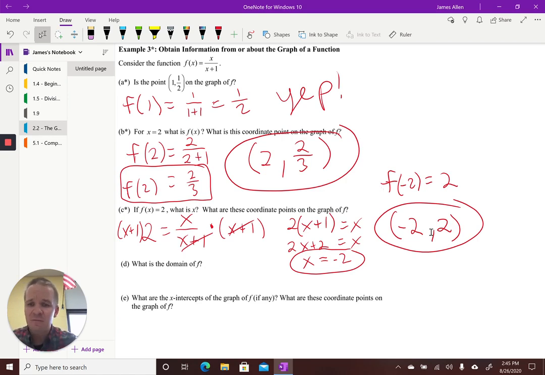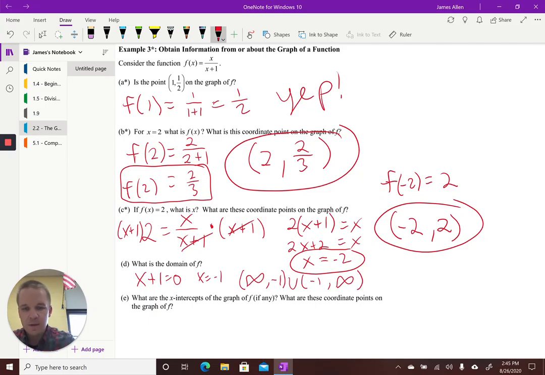What is the domain of f? We talked about this a bit. What's a no-no, if you will, when we're dealing with rationals? I cannot have 0 in the denominator. So let me set my denominator, x plus 1, equal to 0, which would give me x equals negative 1. So my domain in interval notation, which is what our book will ask us for, is negative infinity, comma negative 1, union negative 1, comma infinity. There's my domain. Wonderful.